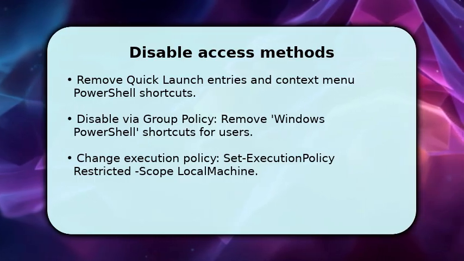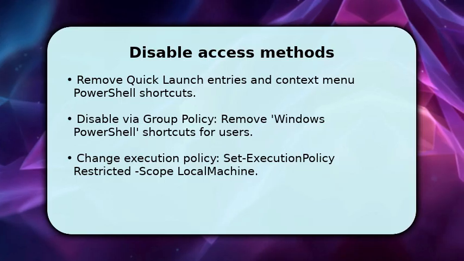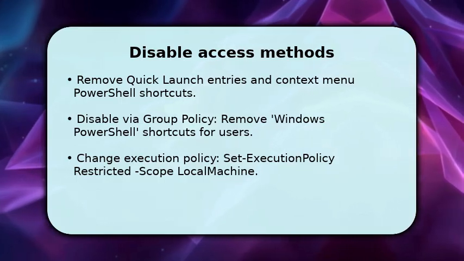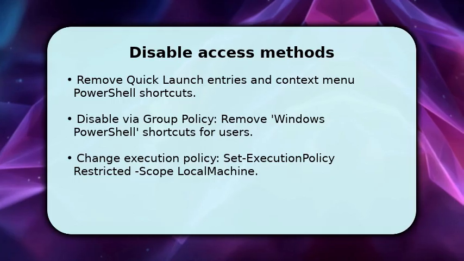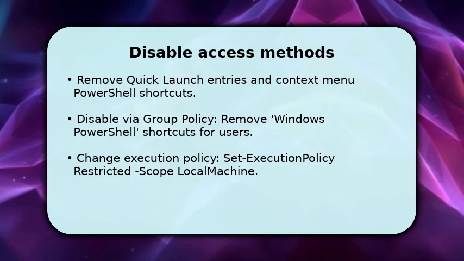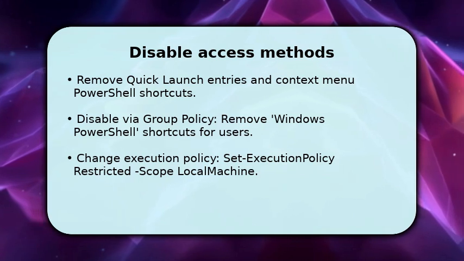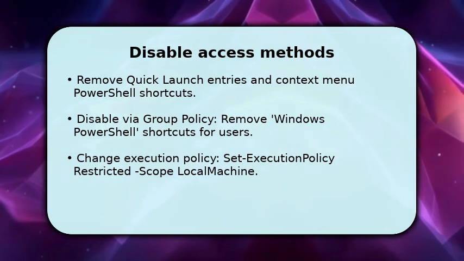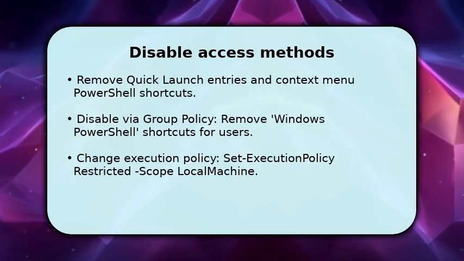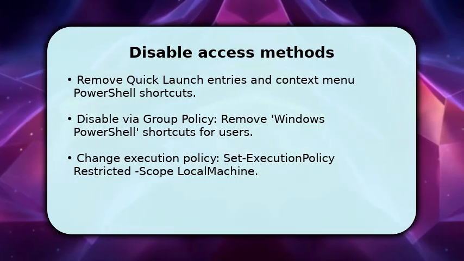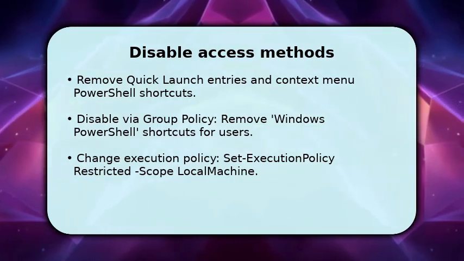scripts. Configure User Configuration > Administrative Templates > System to prevent access. Also set execution policy Restricted with scope LocalMachine to stop script execution. This prevents casual automation. Make sure policies apply to the correct OUs because group policy takes priority over local settings.